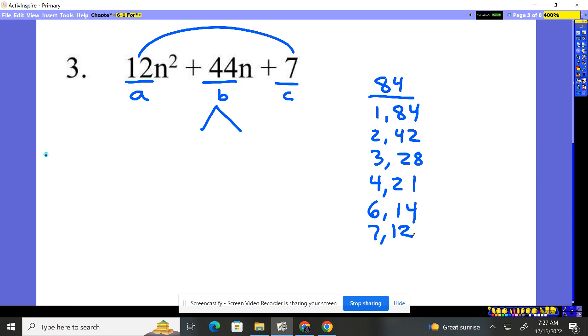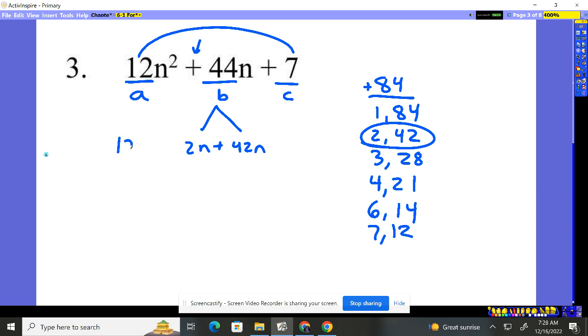So this guy had a whole lot. We're looking for the pieces that are going to add together to give me 44. Since this is a positive 84, either both pieces have to be positive or both have to be negative. Since you have a plus right there, you want to add. So everybody's got to be an addition here. And it looks like it's going to be Mr. 2 and Mr. 42. So we're going to bust the B into a 2n plus a 42n. That's what we're going to bust it into.